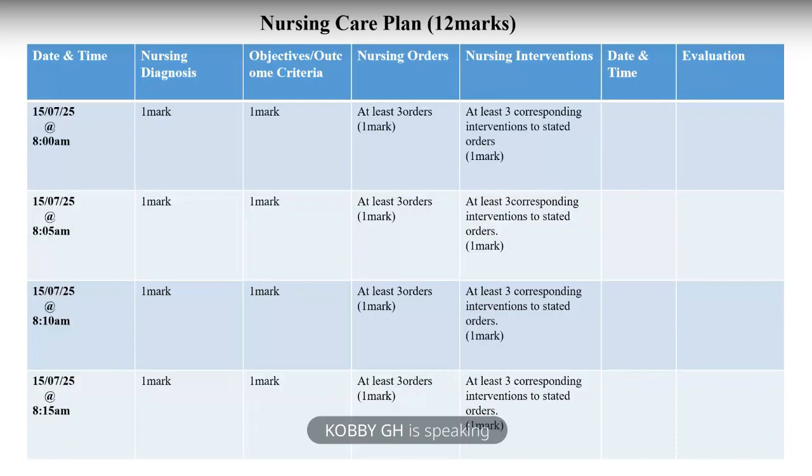So be very careful. So you write the date, and don't assume that you write one date and time for the first problem and it goes for all. You write one date and time for the first problem and you are assuming that it goes for all of them. No, it doesn't go for all. Is that okay?